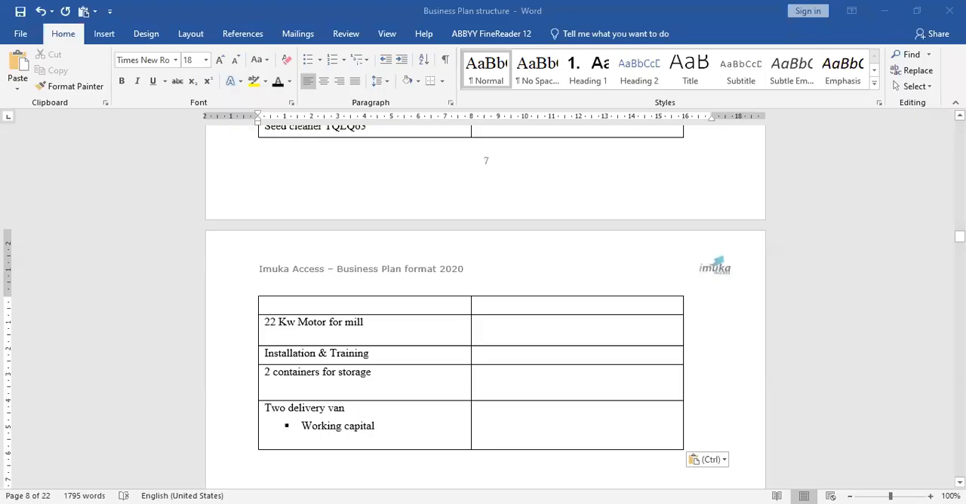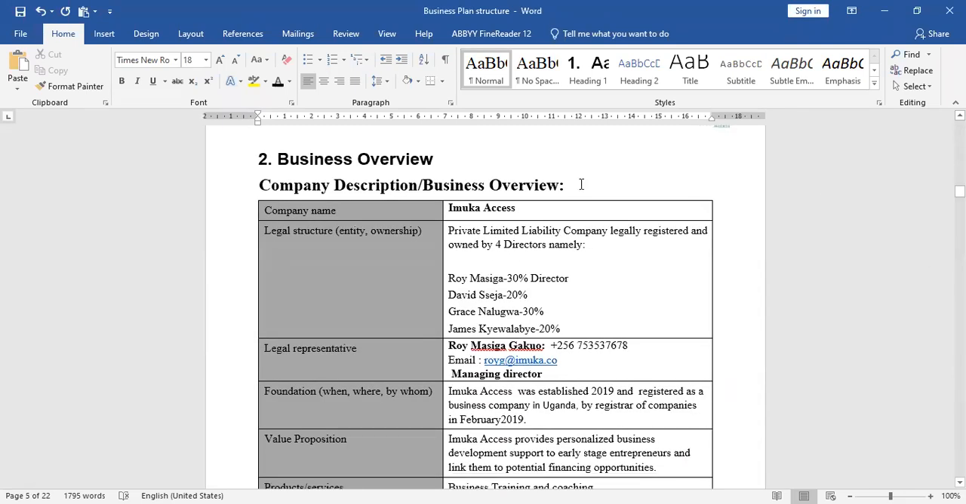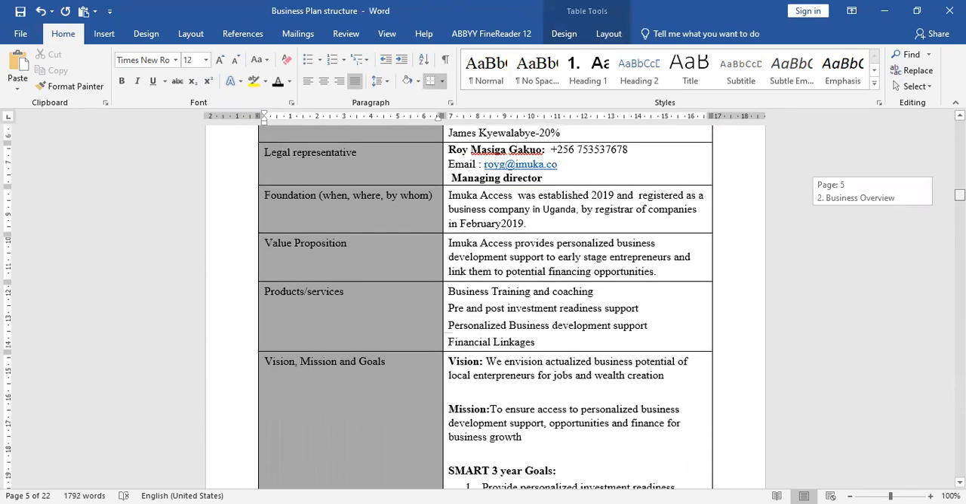Okay, so we looked at the business overview, or some of you call it the company description. I'll just leave it as business overview. You can use different names. The name, what is the structure, who is the representative, or who can we contact? When was it founded? What is your value proposition?